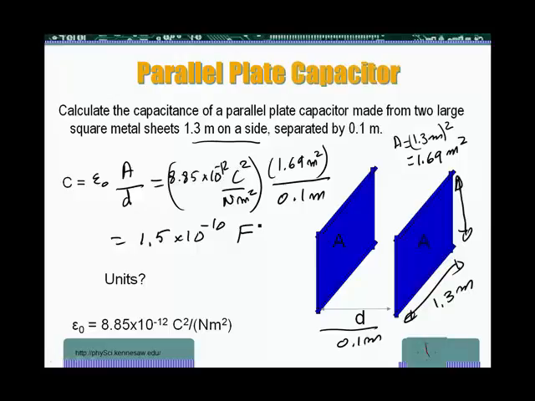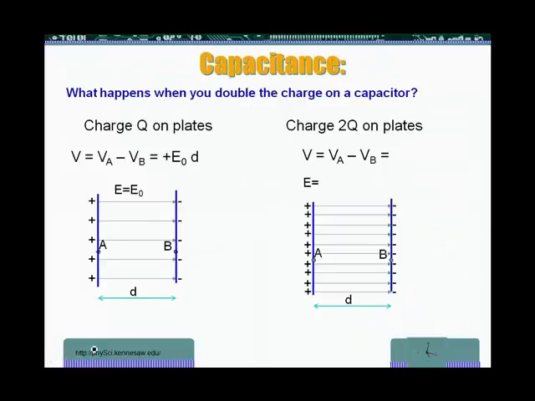Okay, now I need to verify my 10 to the minus 10 because my calculator didn't do that for me. I had to count the zeros. So we have 8 times 1.69, that gives me something about 10. 10 divided by 0.1 gives me something about 100 times 10 to the minus 12. That gives me something 10 to the minus 10. So that's correct.